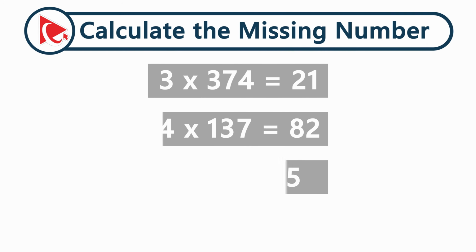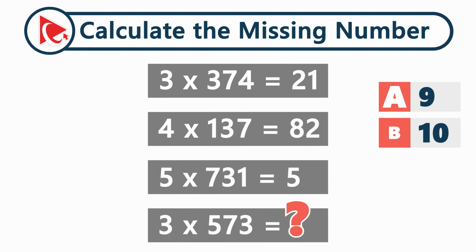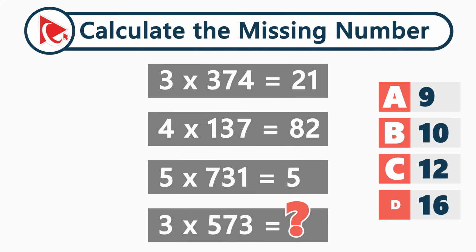You're presented with 4 expressions. 3 multiplied by 374 equals 21. 4 multiplied by 137 equals 82. 5 multiplied by 731 equals 5. And then the last one, 3 multiplied by 573 equals the missing number, which you need to calculate and select out of 4 possible choices. Choice A, 9. Choice B, 10. Choice C, 12. And last but not least, choice D, 16.